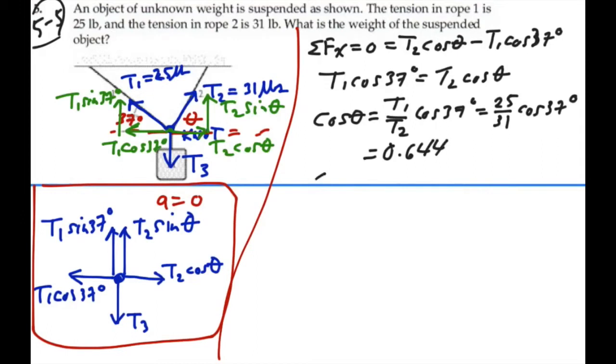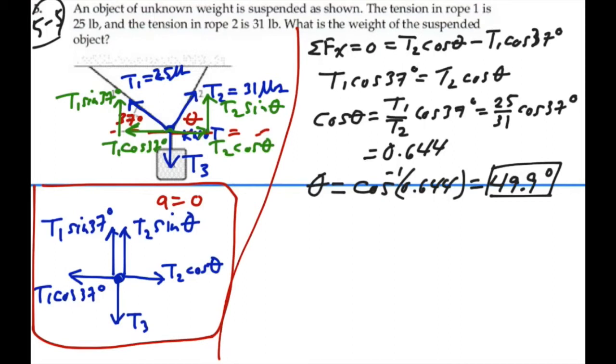I want theta. So theta is going to equal the inverse cosine of 0.644. And what is that? 49.9 degrees. Alright, so now I know what theta is. It's 49.9 degrees. Alright, let's look at the y direction.